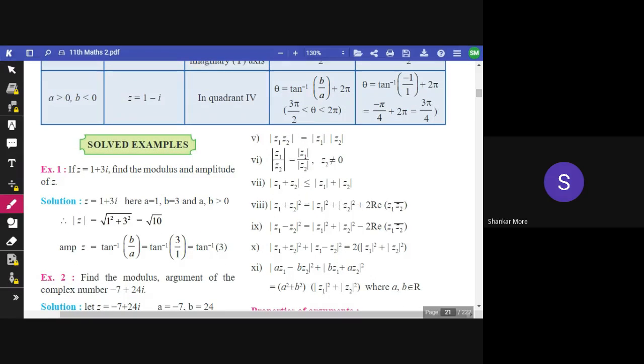I'll take one or two solved examples, then we will move to the next topic. The first example is: if z is equal to 1 plus 3i, find the modulus and amplitude of z. So quickly find the modulus. It's very easy. Take the square of this plus the square of this, and the root of the addition, correct?